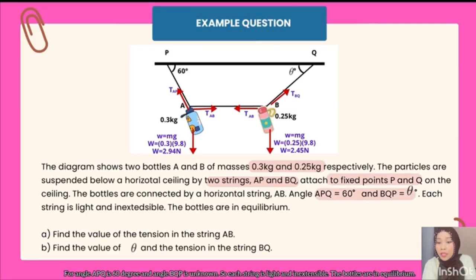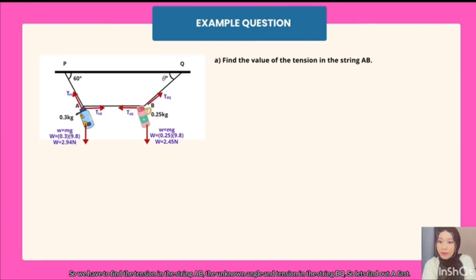Angle APQ is 60 degrees and BQP is theta, so unknown. Each string is light and inextensible. The bottles are in equilibrium. So we have to find the value of the tension in the string AB, theta, and the tension in the string BQ. So let's find out A first.